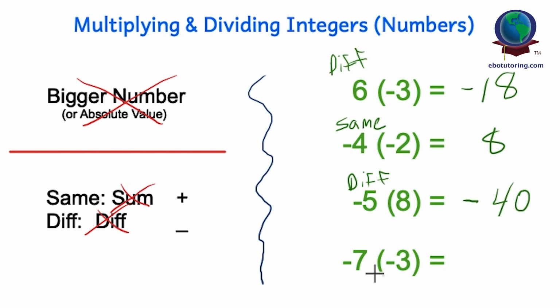All right, can you guess the sign of this one because they're the same? Is this answer going to be positive or negative? If you said positive, you are absolutely right. They're going to be positive. The 7 and the 3 are both negative. So the answer is going to be positive. What is 7 times 3? You better know your multiplication tables now. Woo, 21. And there it is.